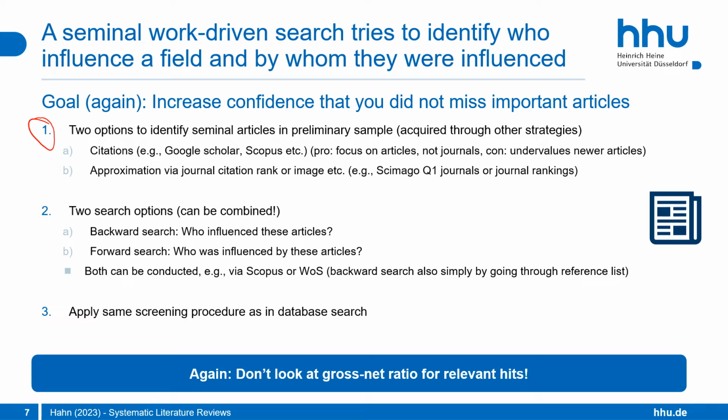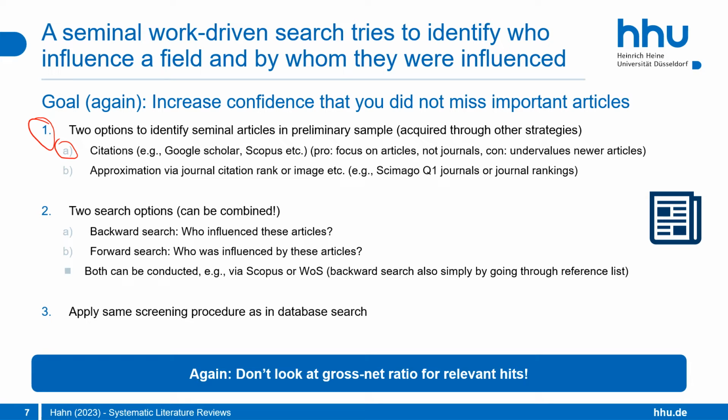The first one would be to go with citations, for example, Google Scholar, Scopus, Web of Science, one of these databases, and have a look how often are these 150 articles in your sample cited in the literature. And then you take, I don't know, the most important, like 10%, 20%, whatever. So assume that you have 15 articles that are really well cited, and then you have a rather large cutoff in the cites, and then you take these 15 for your seminal work-driven approach and work with these 15 further.